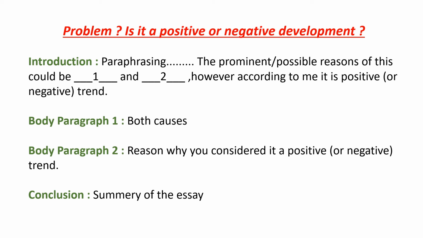Now, in body paragraph 1, you have to explain both the causes. That is, you have to explain your points 1 and 2 in the same body paragraph, and I will explain how to do it in my further videos. In body paragraph 2, you will explain why you considered it a positive or negative trend, and in the conclusion, you will give the overview of the whole essay.